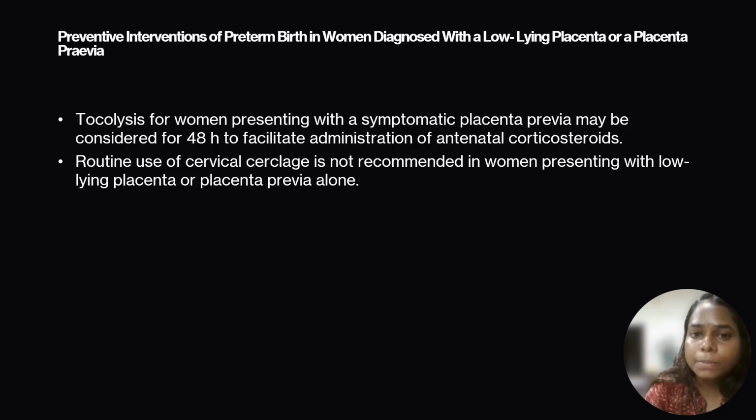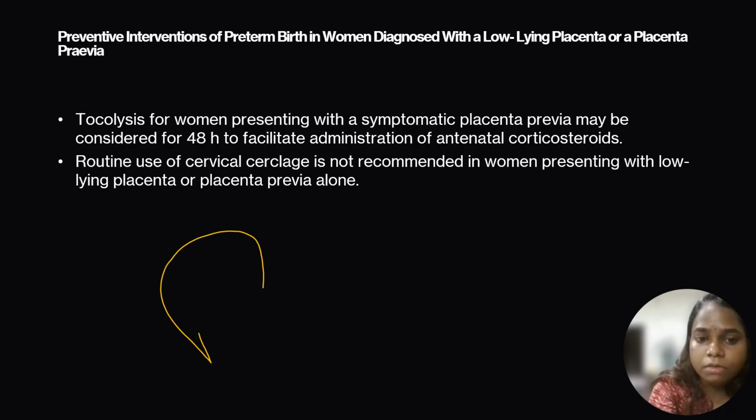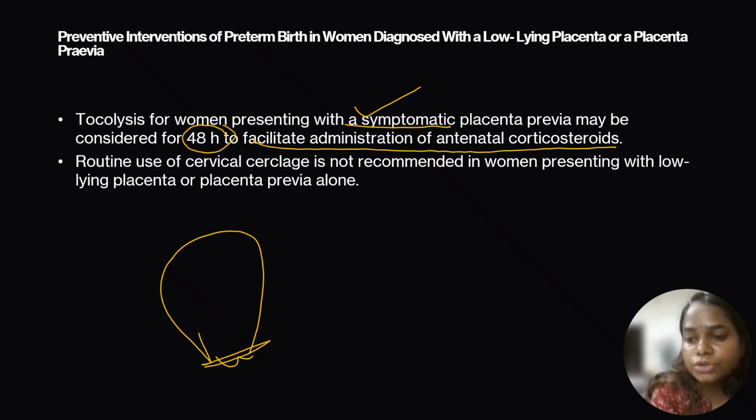So how to prevent preterm birth? Tocolysis can be given if a patient with symptomatic placenta previa came. So you can give tocolysis for 48 hours only to cover the steroid dose. Okay, then you should deliver her. Routine cerclage is not recommended.